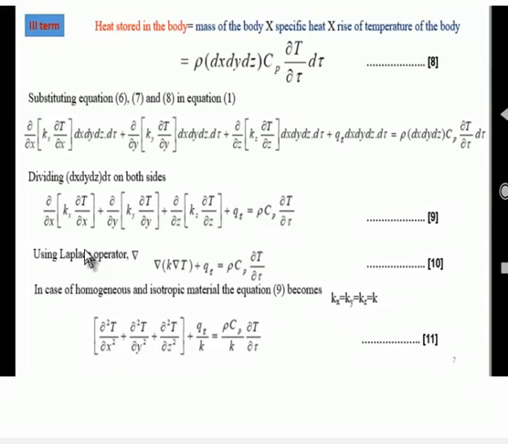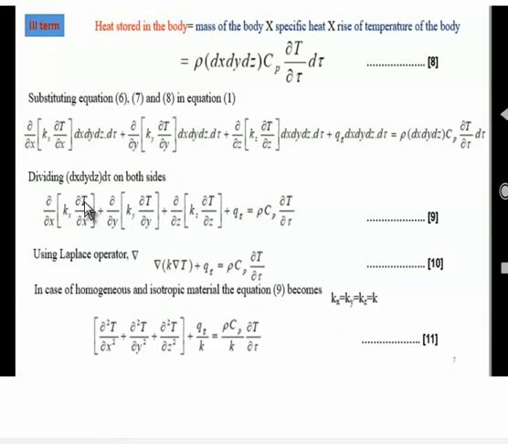Next, using the Laplace operator, reverse delta, dou by dou x is equal to delta. Where there is a dou by dou x, we have to substitute this Laplace operator, that is delta. Here dou by dou x is there, so we substitute delta k into delta t. So dou t by dou x is there, that's why it is delta t plus qg is equal to rho cp dou t by dou tau.